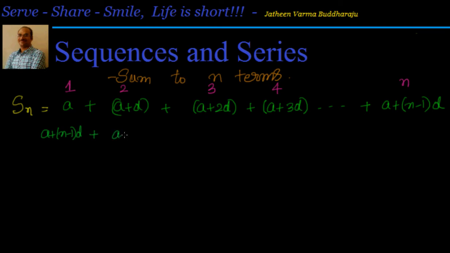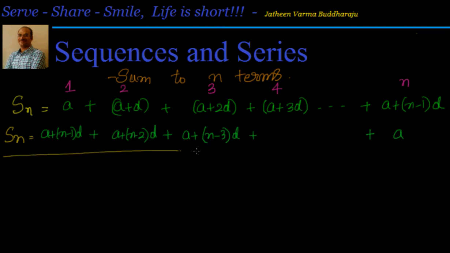Then I will have here a plus n minus 2 into d, then a plus n minus 3 into d. Similarly, I will have at the end a. Now this is also equal to Sn only. Let us add these two.